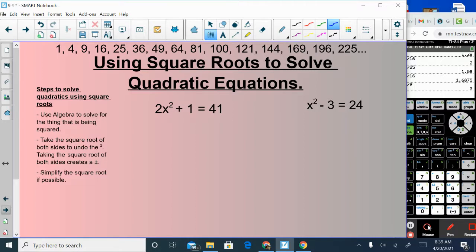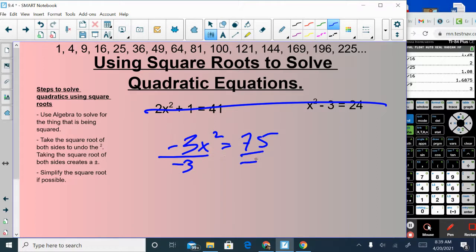Now I mentioned I wanted to show you one more thing. We already did these examples, but let's do negative 3x squared is equal to 75. Because I know this shows up a couple times. So we need to solve for the thing that is being squared. The thing that is being squared is x squared, so we divide both sides by negative 3. And those cancel, and we end up with x squared is equal to negative 25.